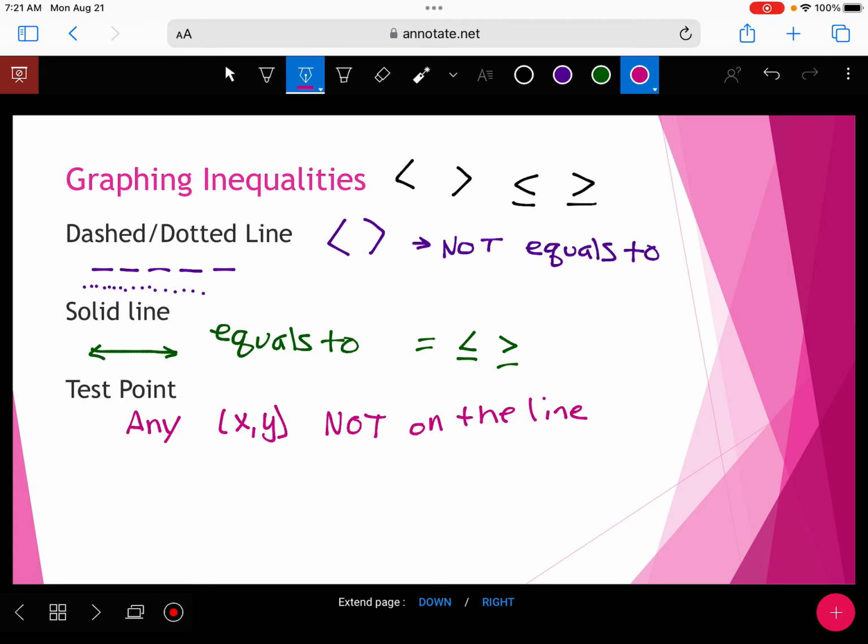Other than that, we treat it almost exactly the same. We at least start out the same way. We are going to figure out what kind of line we're drawing, and then we graph the line just like normal. Since we are graphing lines, shock of all shocks, I'm going to give you graphs.